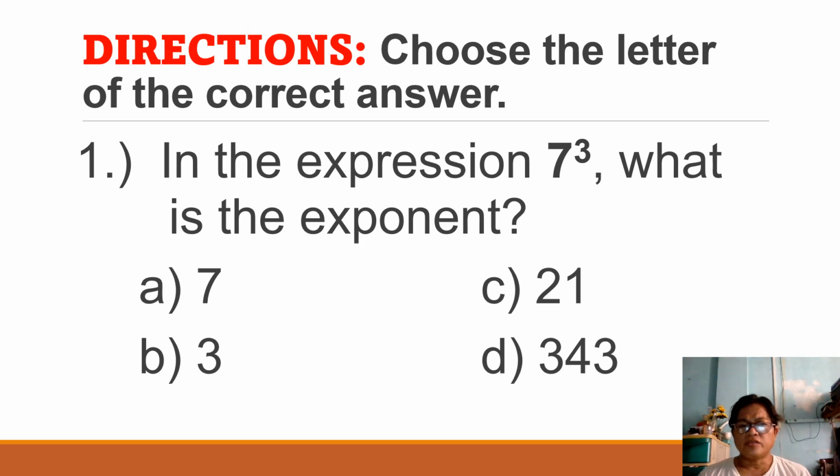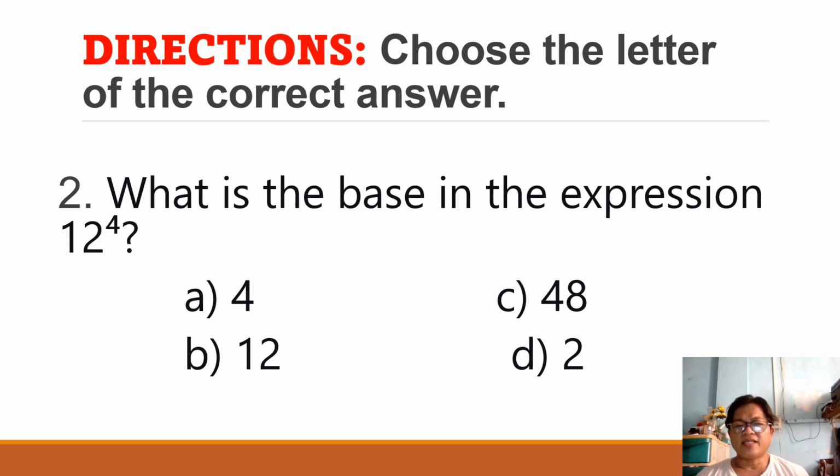You're now going to choose the letter of the correct answer. Okay, number 1. In the expression 7 cubed, what is the exponent? A 7, B 3, C 21, D 343. Okay, next. What is the base in the expression 12 to the 4th? A 4, B 12, C 48, D 2.